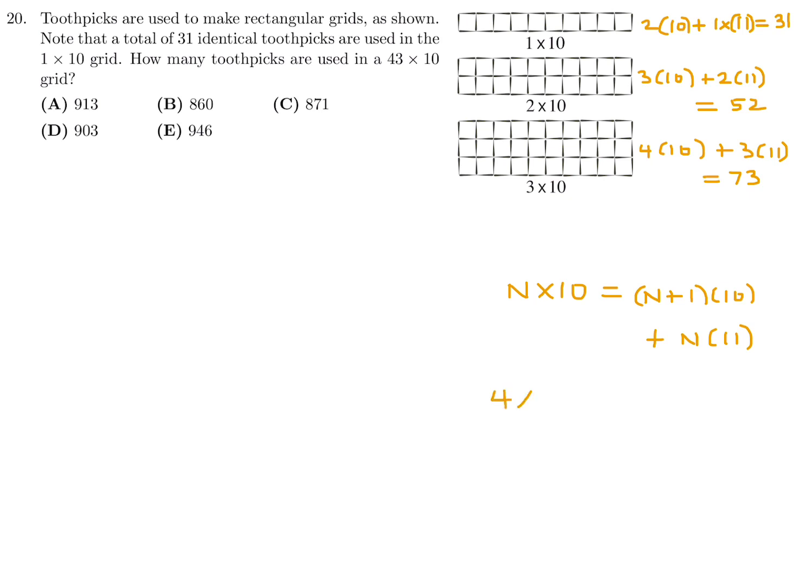So 43 times 10, that kind of a grid. And n is now 43, so it would be 43 plus 1 times 10 plus 43 times 11. So this is 44 times 10, which is 440. 43 times 11 is 473, and then adding those together, you get 913. So 913 toothpicks are used in a 43 by 10 grid. So number 20, the answer is A.